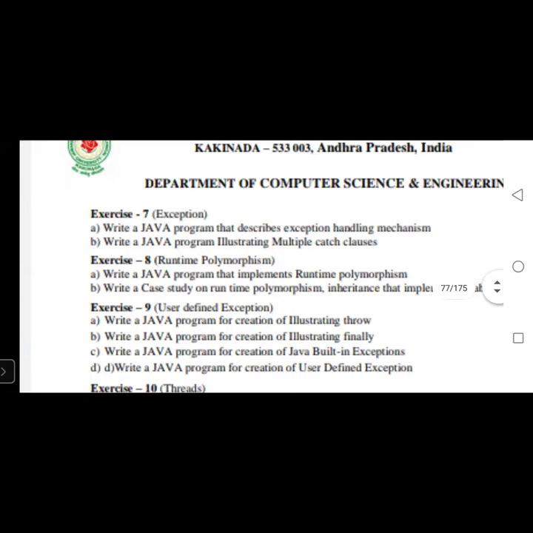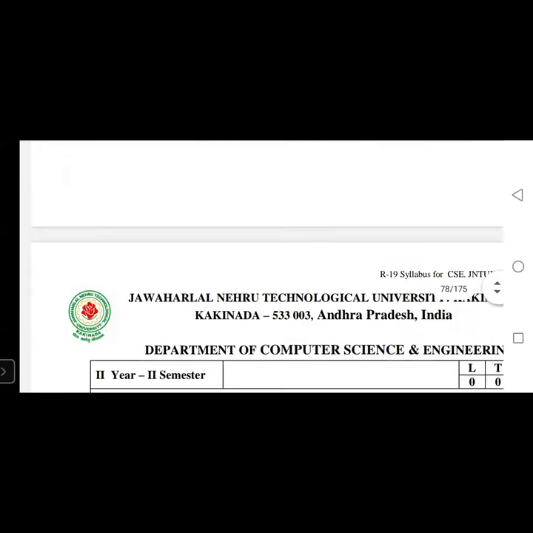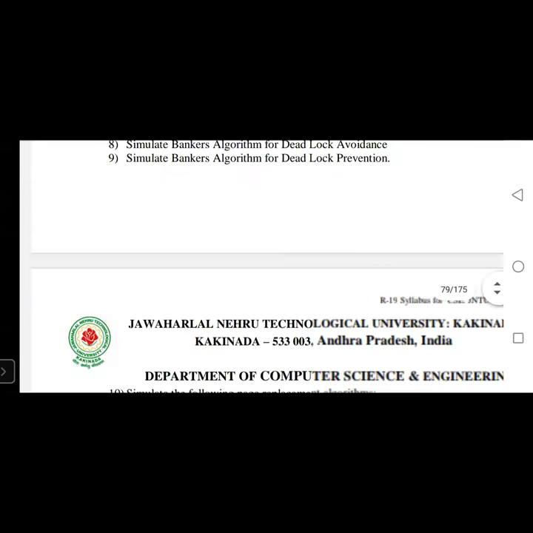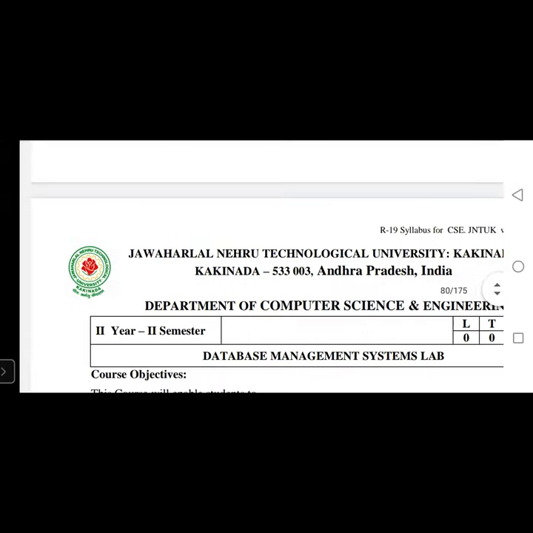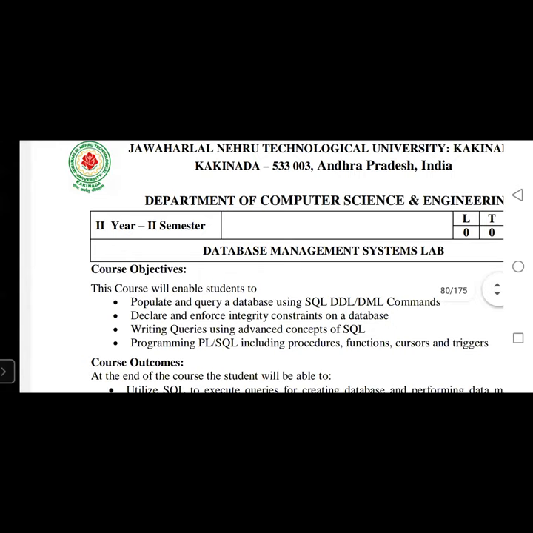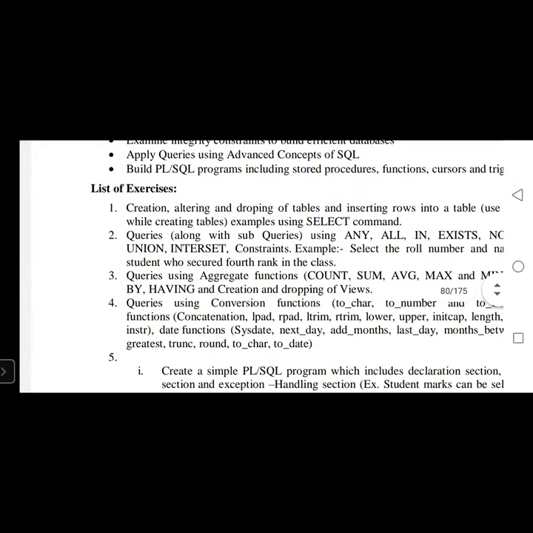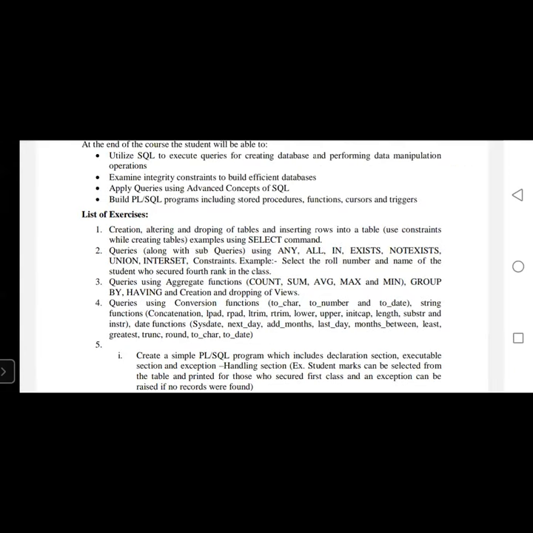So from Monday onwards, I will try to discuss the LAMP syllabus. If you observe here, we have almost completed this, but we have not started from the fifth program onwards. That's the problem. Creation, altering, dropping tables: nothing but here we are using DDL and DML commands.